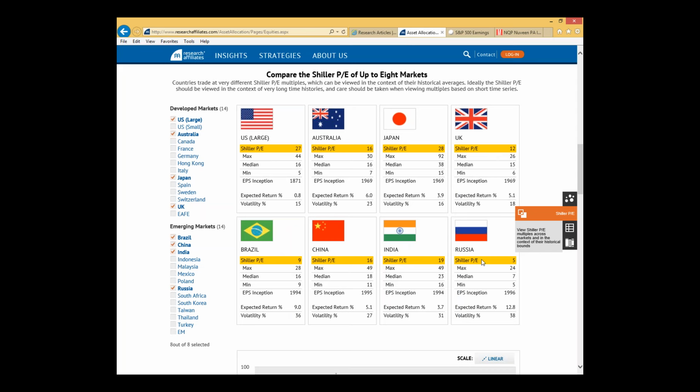Russia has the lowest Shiller PE of all at 5 times earnings, and they're showing an expected return of 12.8%. That's compounded annually over the next 10 years. Volatility for that is pretty high at 38%.